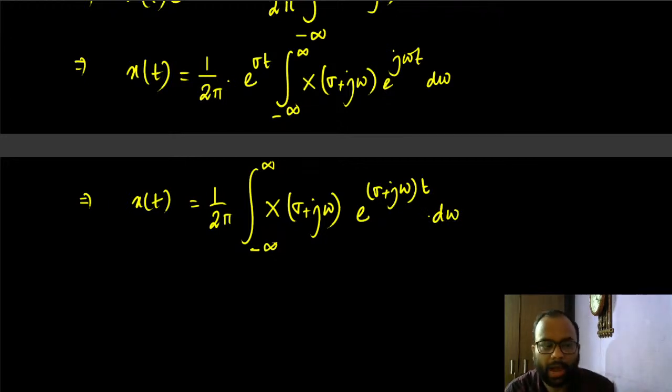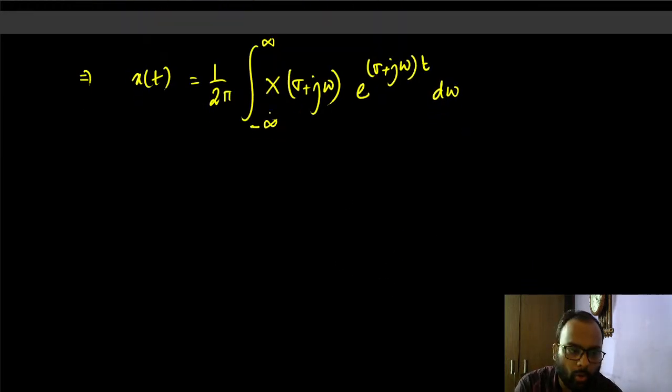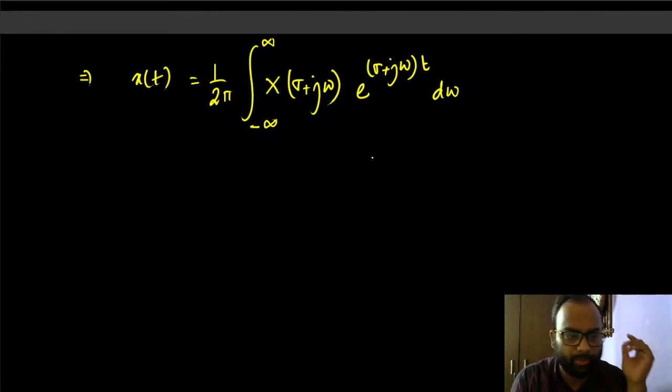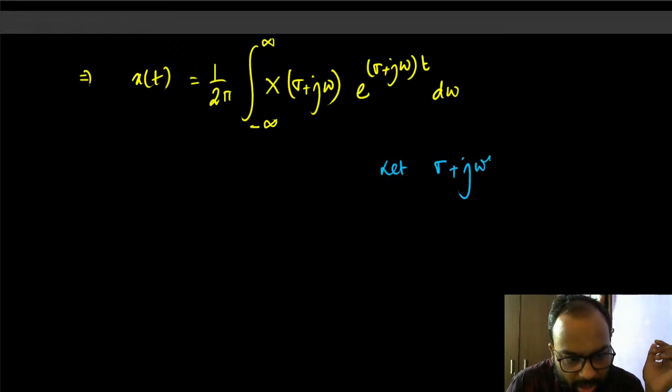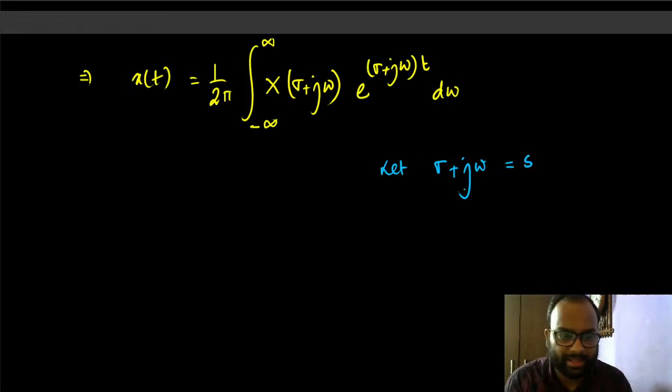Okay, and now let's do a trivial substitution. We are going to do a substitution in this integration. And what kind of substitution? We assume sigma plus j omega as s, right? That's the substitution we'll do. So let's do that substitution. Let's assume sigma plus j omega as s, because that's exactly the substitution we do.